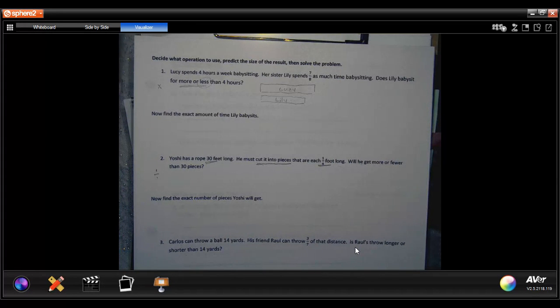Go ahead and finish these 4 problems on your own, and there is a spot to plug in your answers on our Pear Deck. Let me know if you have any questions. This is tricky stuff, figuring out if you're multiplying or dividing. So just take some time, think it through, and do your best.